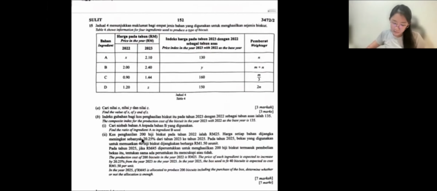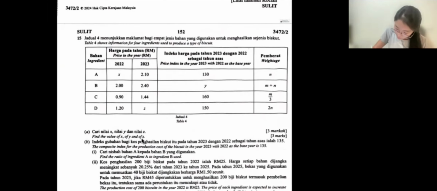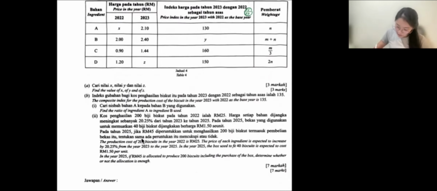Index number. Table 4 shows the information of 4 ingredients used to produce a type of biscuit. We have ingredients A, B, C, D. Price in 2022, 2023. This is the price index of year 2023 based on 2022. And the rest is the weightage at the back. Find the values of X, Y, and Z. X is here, Y here, Z here.